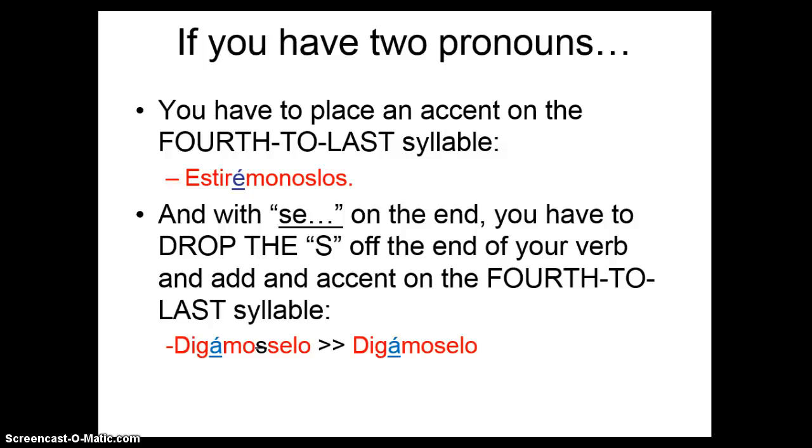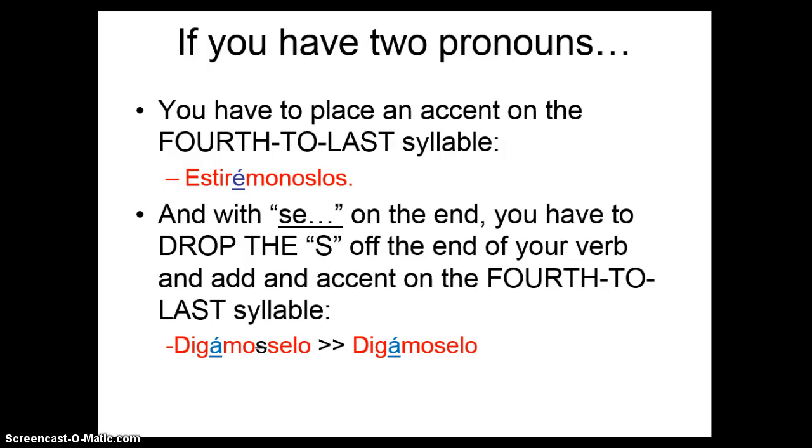And we end up, remember that we need to take the S out of the end of our verb form. So normally it would be estiremos would be the verb form. We're going to drop that S, and we're going to add an accent four syllables back. One syllable is los, two syllables is nos, mo is the third one, and then we're going to add our accent over the E. So we get estirémonoslos. Estirémonoslos. And you can hear that accent. Estirémonoslos.